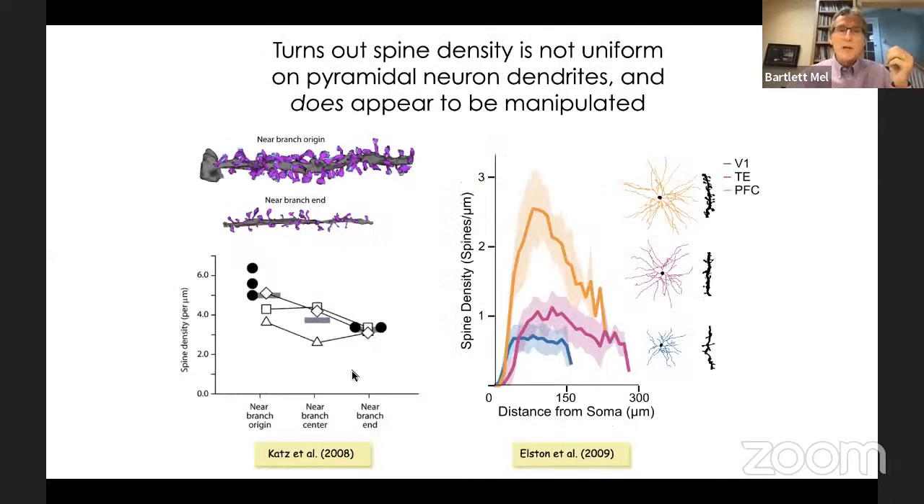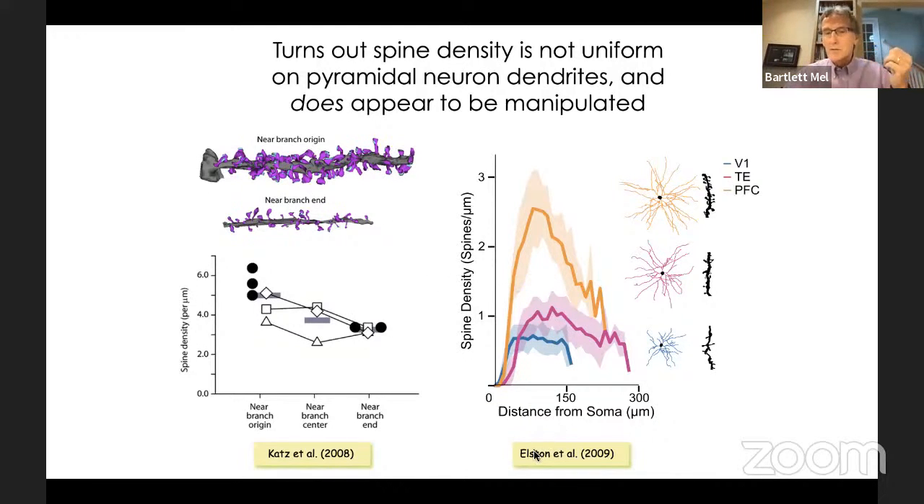And so if you do that, there are a couple of papers, there's not a lot on this, but there's a couple of papers. One of them came from Nelson Spruston's group. And they looked at the density of spines near the branch origin. This was in CA1. And they looked at the density further near the branch end, and there was a significant drop off in the density of spines from one end of the dendrite to the other in the hippocampus.